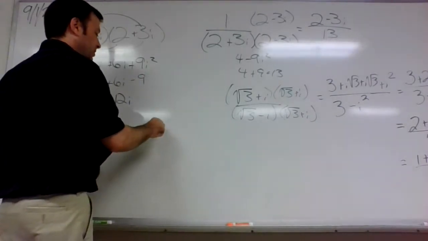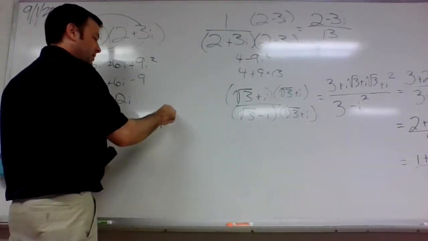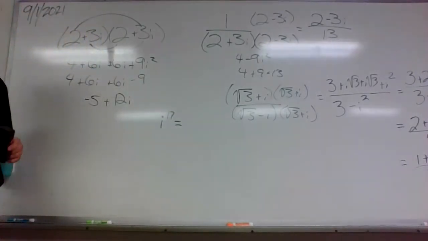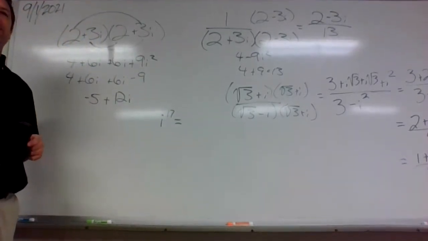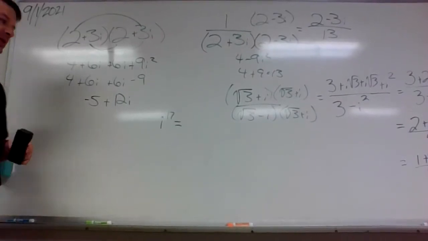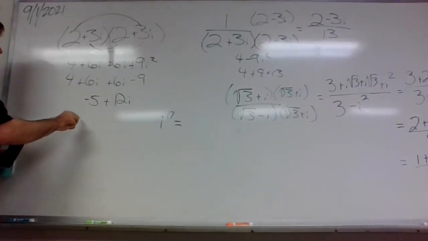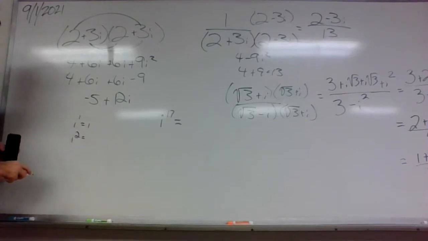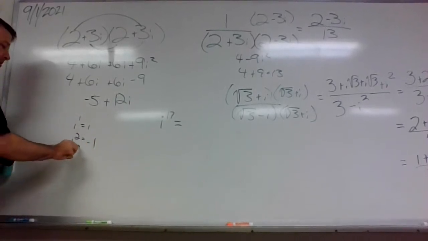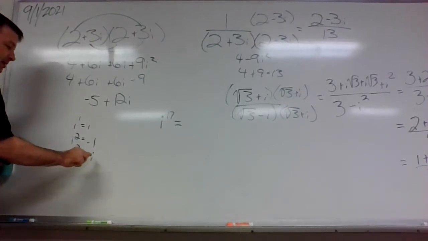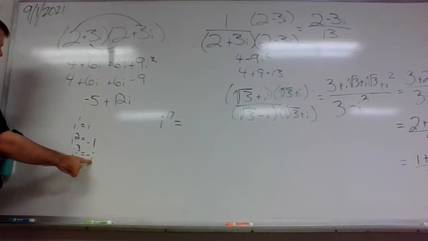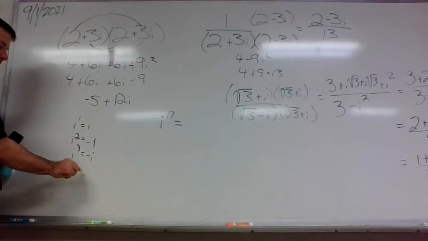Okay, number 17. We talked about this once, I'm sure you forgot. Does anybody think they might remember the i trick? There's a pattern. Every 4, it repeats itself. So, i to the first is just i, i to the second is -1, i to the third is -1 times i, so it's -i. And i to the fourth is -i squared, which is +1.